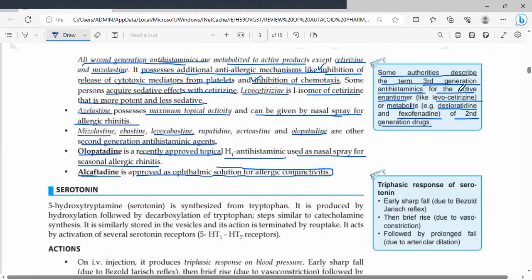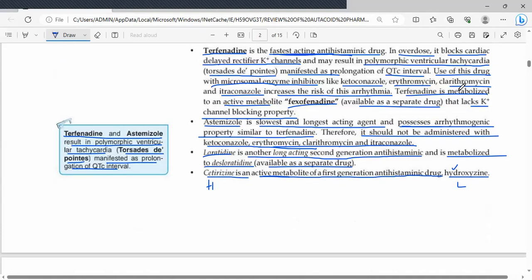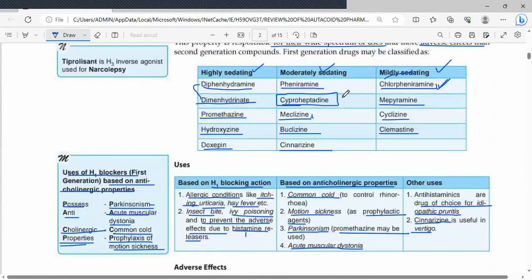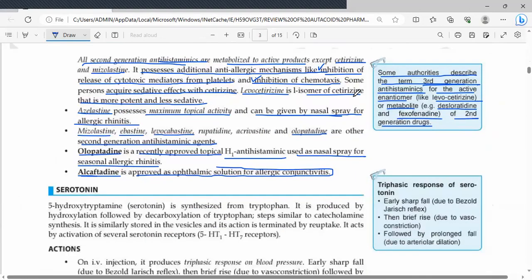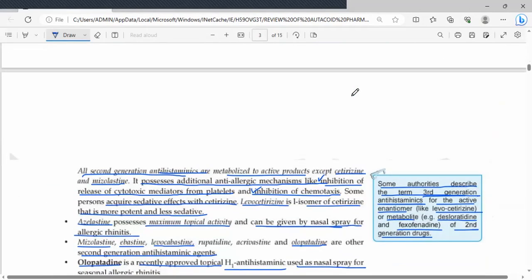Next time, I told you to keep in mind cyproheptadine. I told you to keep in mind cyproheptadine. Next time, we'll be looking at serotonin, and I will show you why I told you that.